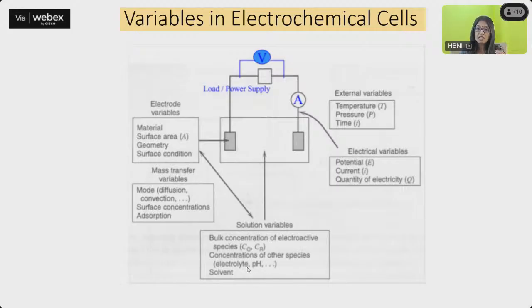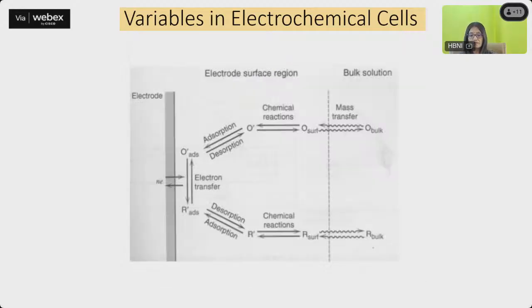You have to see what is the electrolyte concentration, what is the pH, the solvent, and then you have various electrode variables. What is the material you are using? What is the surface area of your electrode? What is the geometry of your electrode? What is the surface condition? And then you have various mass transfer variables like mode, whether the transport of the ions is happening in a diffusion mode or in a convection mode. Then the surface concentration, then adsorption. So many different variables are there in electrochemical cells. So obviously you can understand it's not so straightforward.